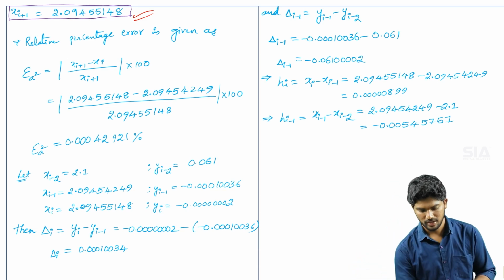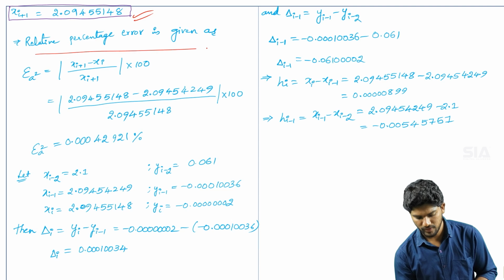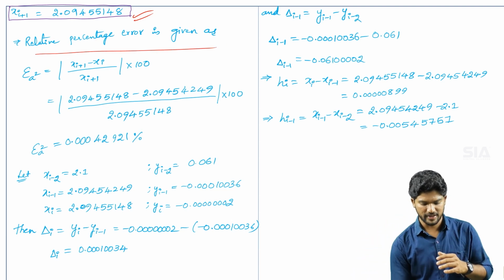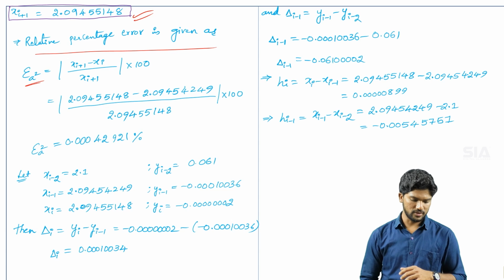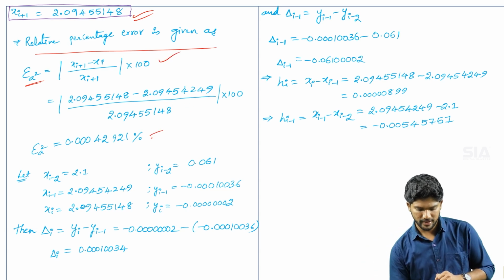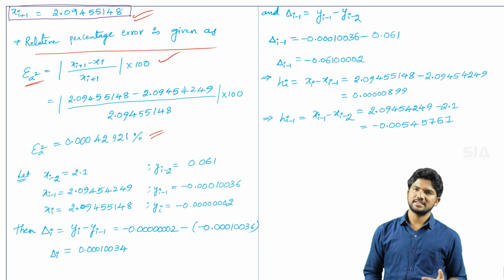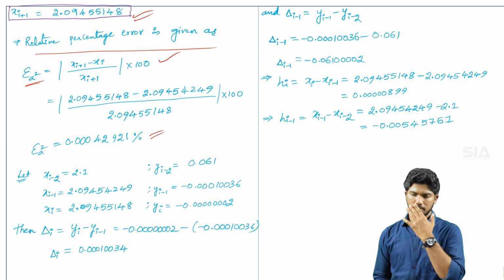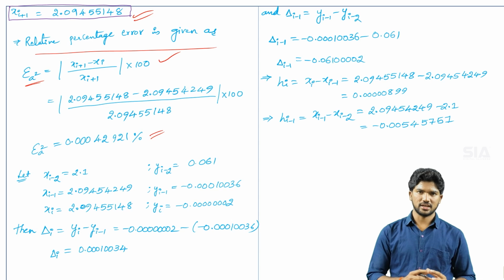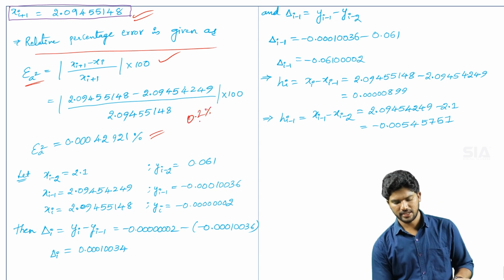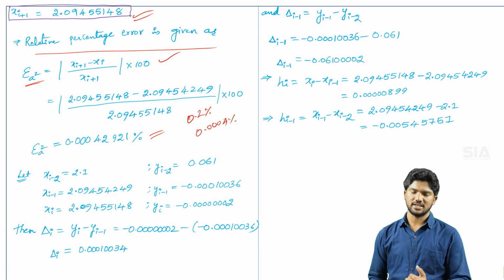Now for this value you have to find the percentage error. The relative percentage error is given as epsilon a square is equal to that value. Substitute the corresponding values and simplify. Here the error is decreasing: 0.0042921, that is the error. The error is gradually decreasing. Previously we got 0.2 percent error, now here we got 0.004. That means it is decreasing gradually.